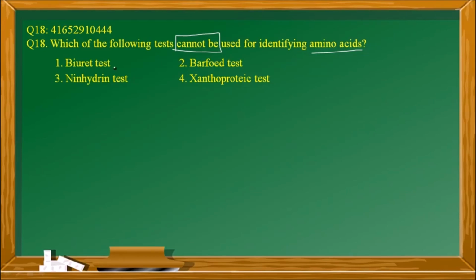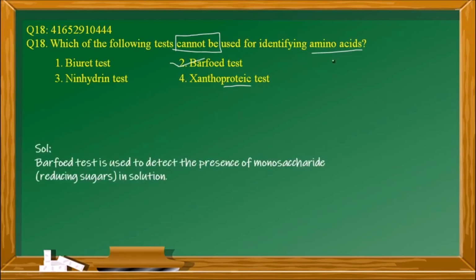Biuret test, yes, it is used for amino acids. Xanthoproteic test, yes, the test itself is showing protein. That means it is used for amino acids, so this is also not correct. Barfoed test, dear friends, cannot be used for identifying amino acids. It is used to detect the presence of monosaccharides, especially reducing sugars in solution. So option number 2 is the correct option, friends.